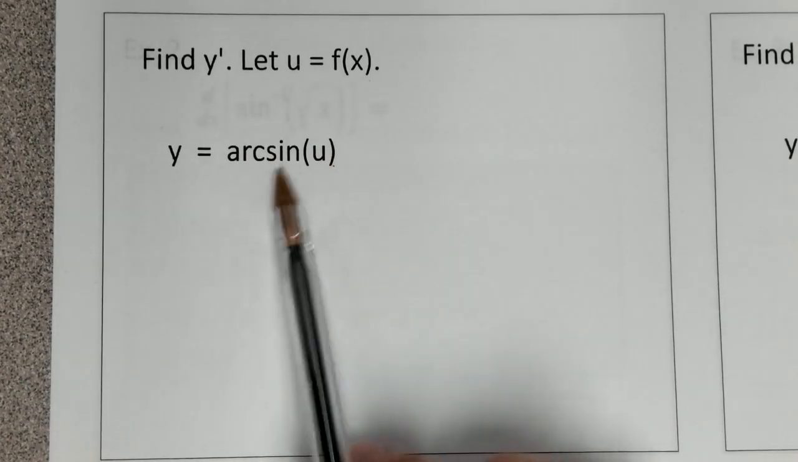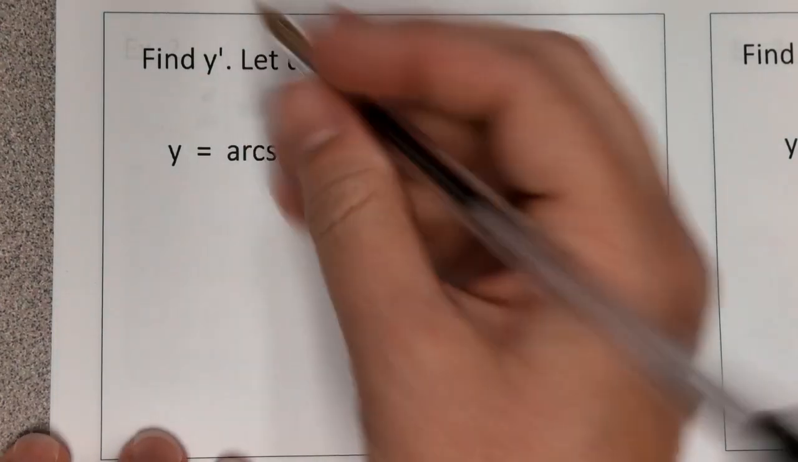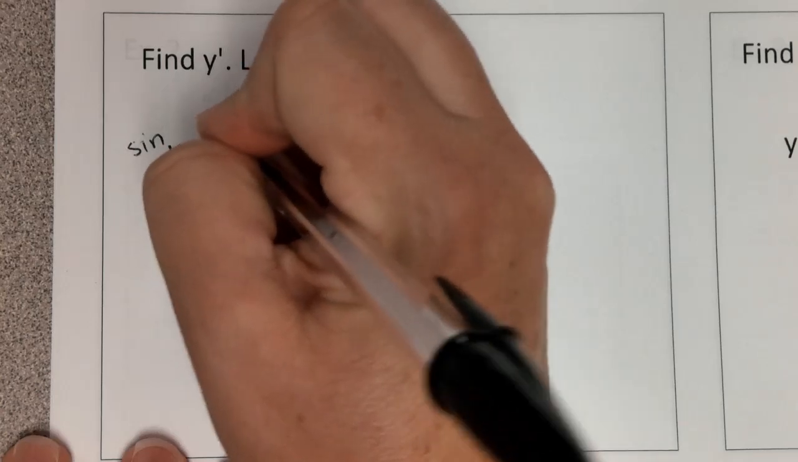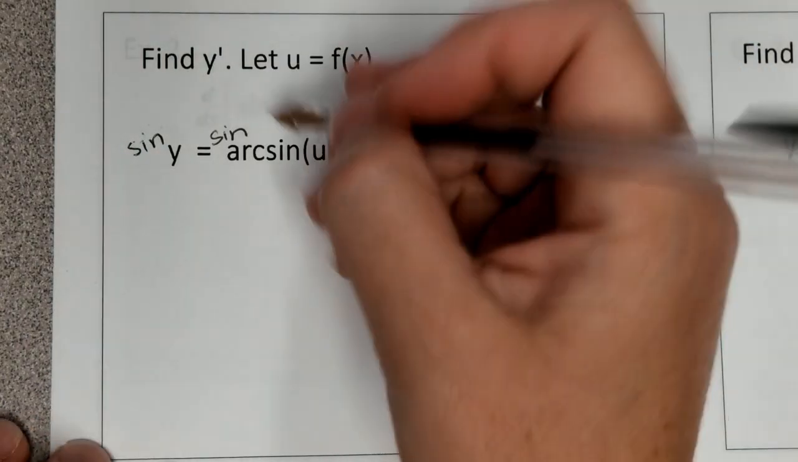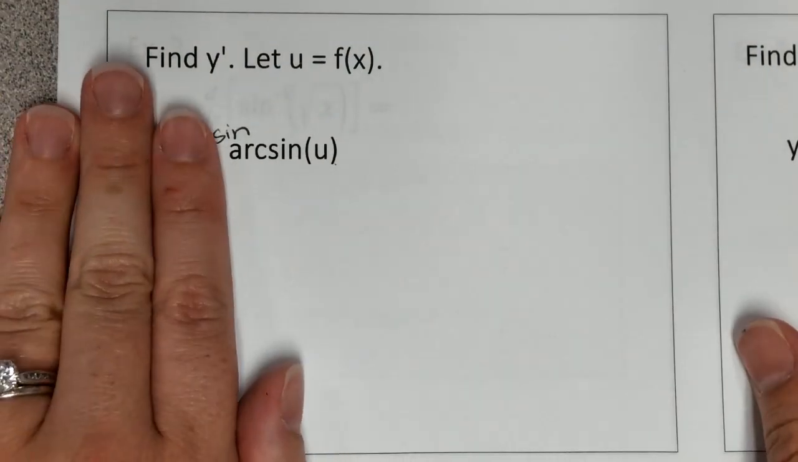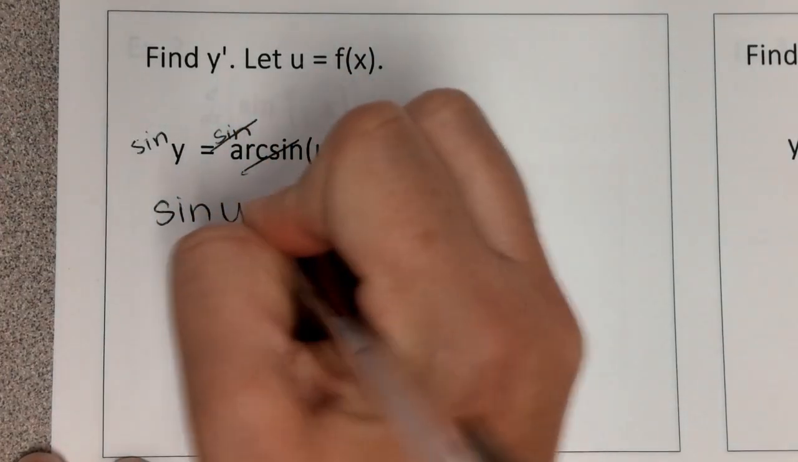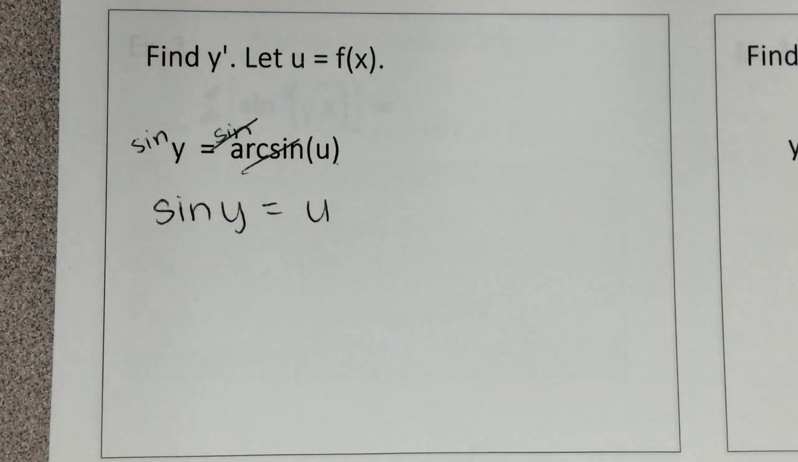Now, we don't know the derivative of arc sine, but if we rewrite this, essentially what you're doing is taking the sine of both sides. When you take the sine of the arc sine of u, they're going to cancel each other out. So we are simply rewriting this inverse trig equation as a regular trig equation, and we're swapping the variables. That's how you find any inverse, right? So the sine of y equals u. This is what we're going to differentiate.